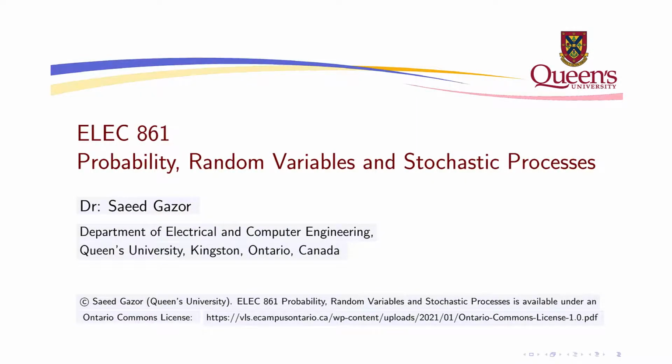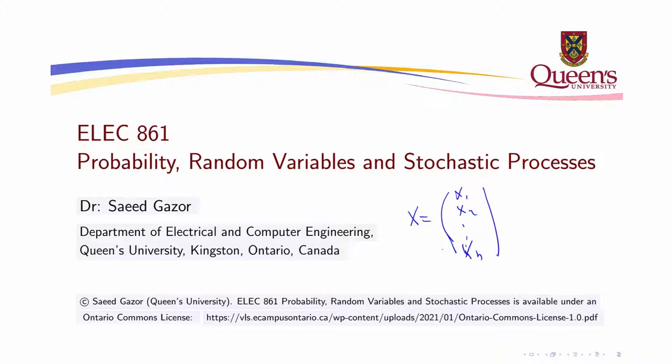So far, we have defined a random vector x equal to x1, x2, up to xn, and we said that this random vector is characterized either by its probability density function or cumulative distribution function, and so on. So the joint distribution characterizes this random variable.